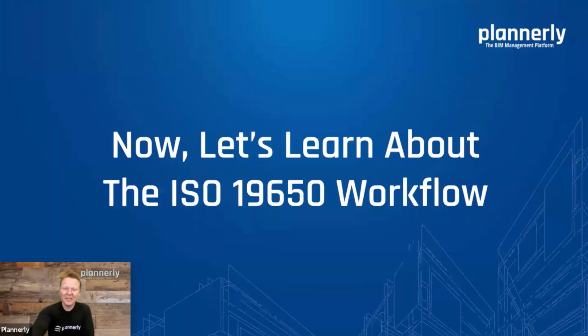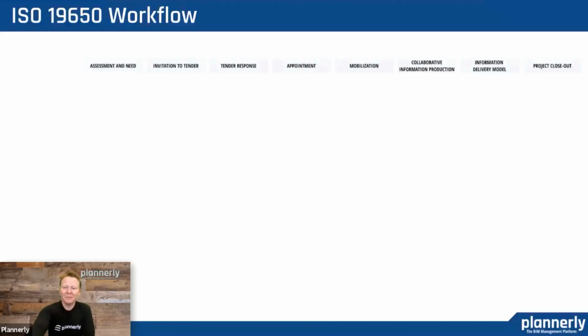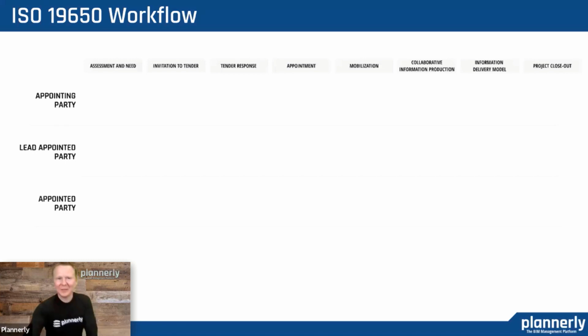So the ISO 19650 workflow with those 8 main steps, ranging from assessment and need to closing out a project, with the swim lanes of the teams that are involved: the appointing party, the owner or the person that is paying the bill; the lead appointed party, the team that is responsible for coordinating everybody; and then the appointed party are different swim lanes inside of this diagram.